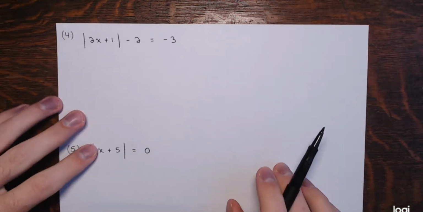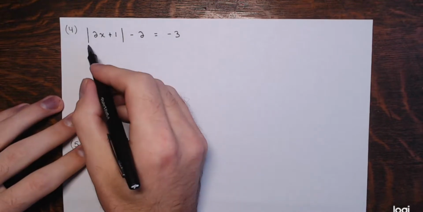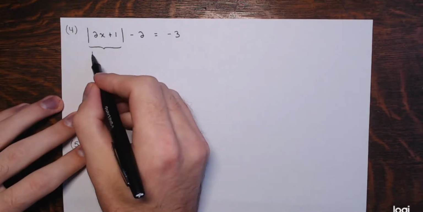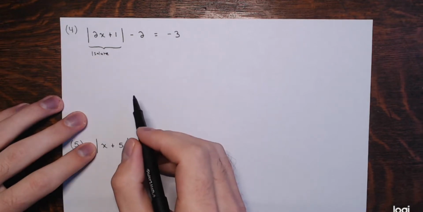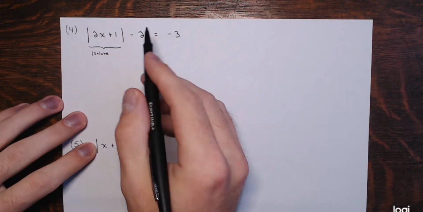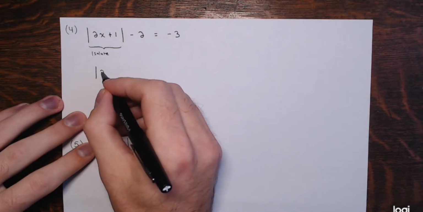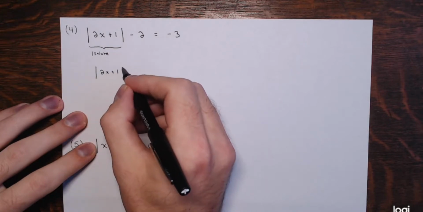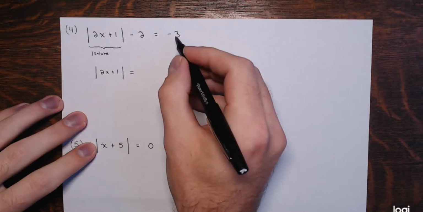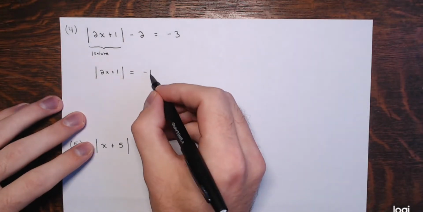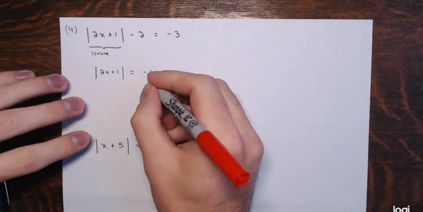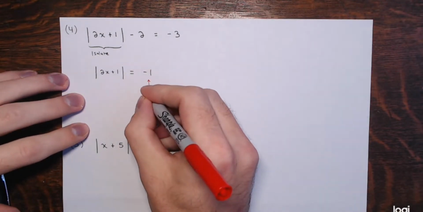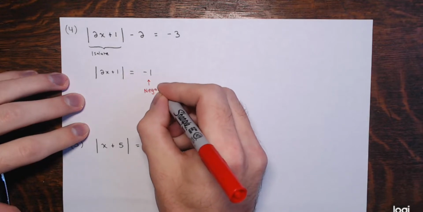All right, example 4. So once again, I want to isolate this absolute value, get it by itself. So I'm going to add 2. So we have the absolute value of 2x plus 1 equals negative 3 plus 2, which would be negative 1. And uh-oh, right? That's a negative number on the other side there.